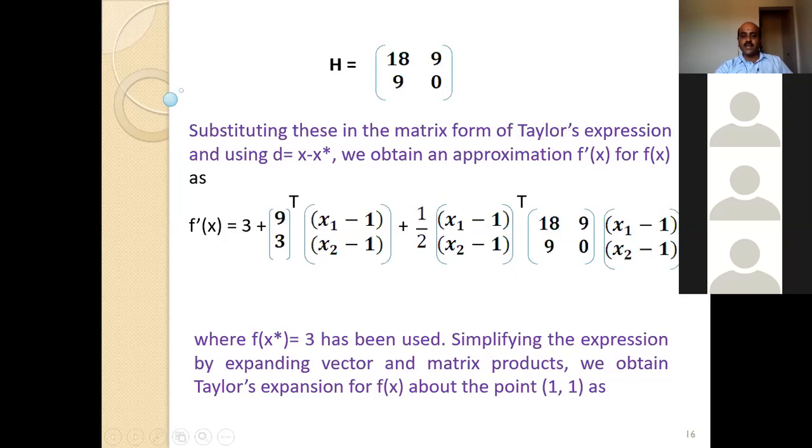The R term is not taken here, where f of x star is 3, which has been used. So 3 comes from substituting x1 as 1 and x2 as 1 in the function f of x equal to 3x1 cube into x2. Simplifying the expression by expanding vector and matrix products, you obtain the Taylor expansion for f of x about the point 1, 1. So now you have to do the matrix operations. We have to do the matrix multiplication and get the final equation.